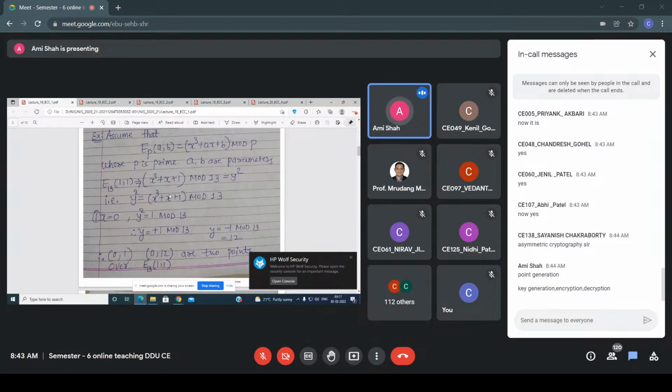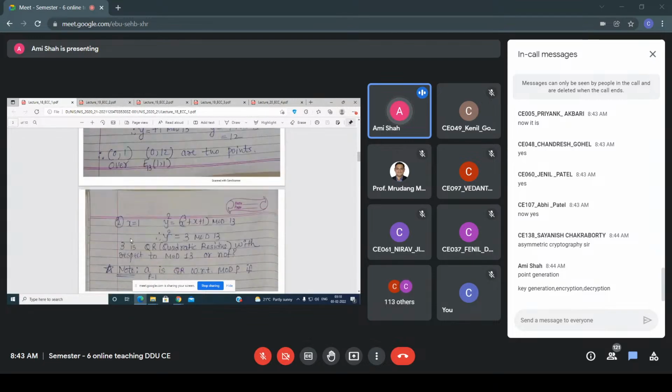Y square equals 1 mod 13, and all of you know that for 1 the square roots are plus 1 and minus 1, right? If the value is negative, you have to add the prime value. So minus 1 plus 13 gives 12. What is the meaning of this? When x equals 0, the two values of y I am getting give the points (0, 1) and (0, 12). These are the two points on this curve. So that is for x equals 0.